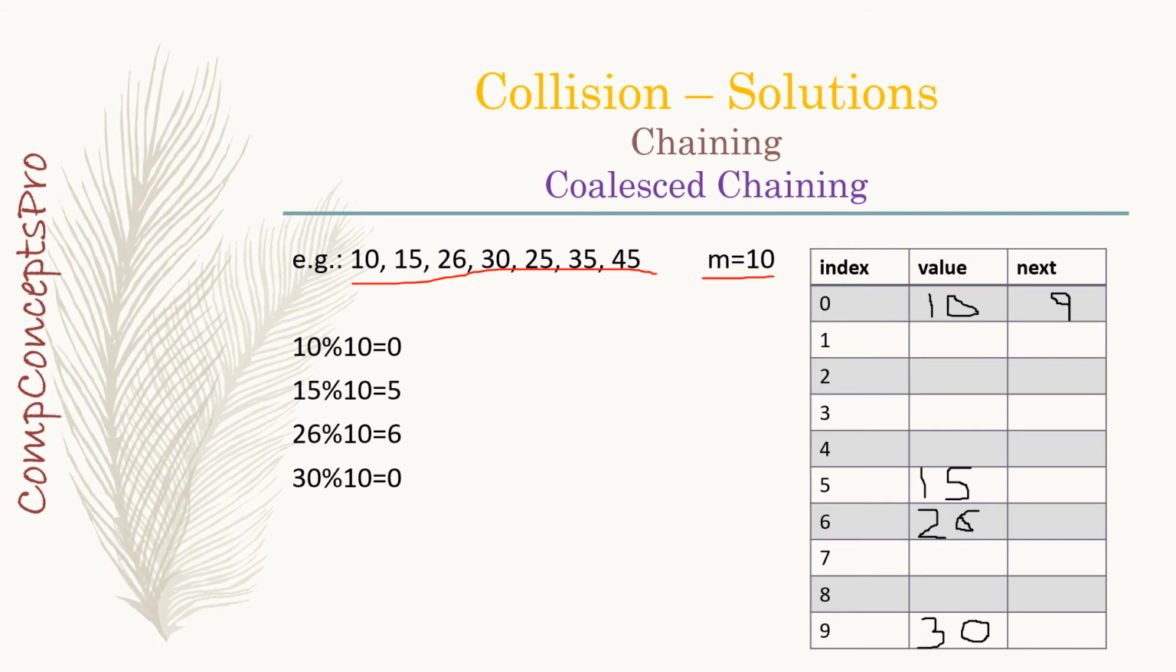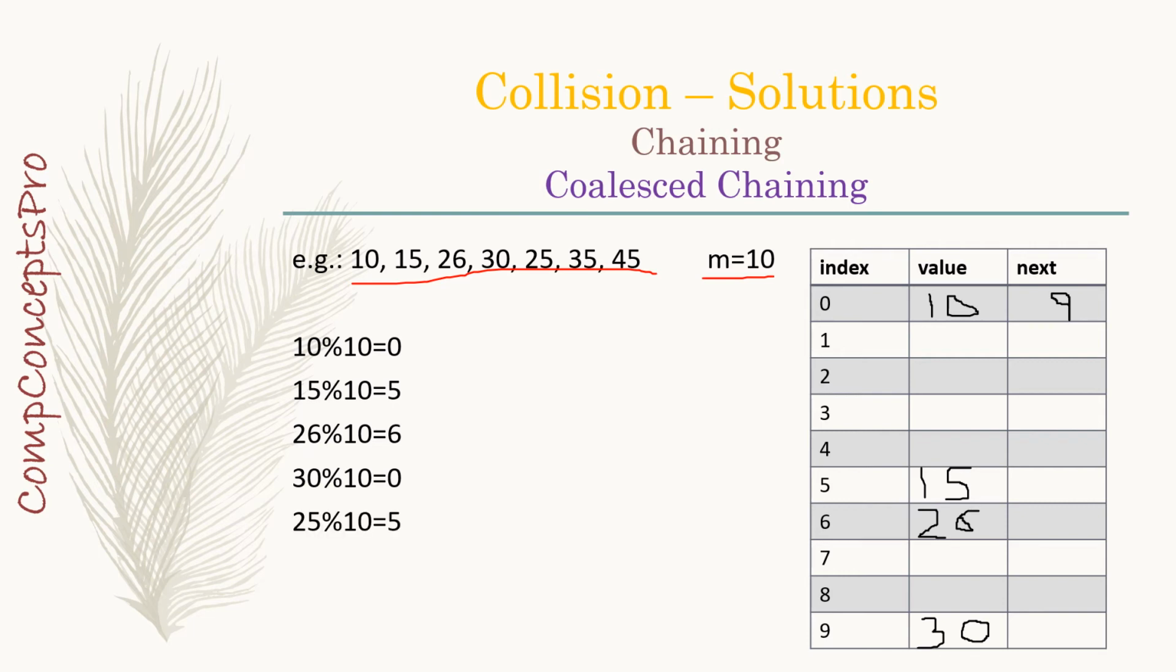Because ideally according to the division method 30 should be stored at the index position 0, but because of the conflict we had to store 30 at the index position 9. So index position 9 will be stored here in the next column. So whenever we have to search for the key value 30, we'll come to the index position 0 and we'll see that the actual value stored here is 10. So we'll look in the next column and find out the index position where our key 30 is stored.